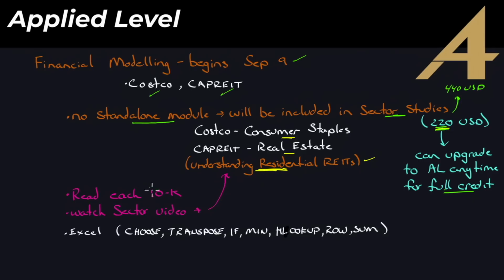To prepare for this, get the 10K, not the Qs. Get the 10K for each of Costco and CapREIT. We'll be modeling 5 years of historical data. When I say modeling 5 years, there are no real assumptions or decisions you have to make on that data. So it's not like we're modeling. We're just going to input 5 years of historical data, but decisions will have to be made.